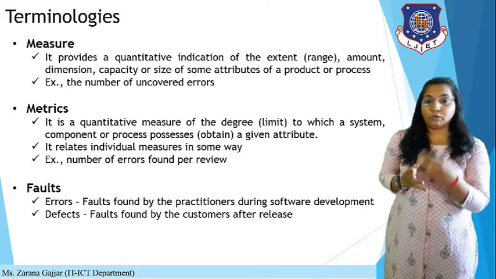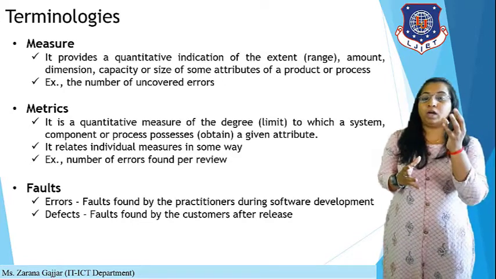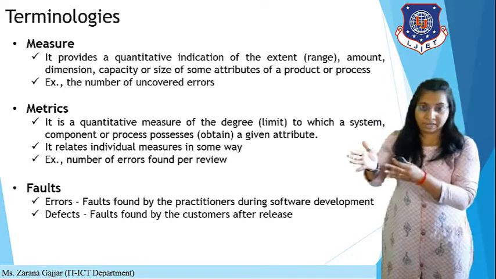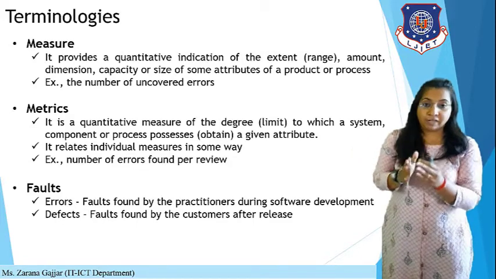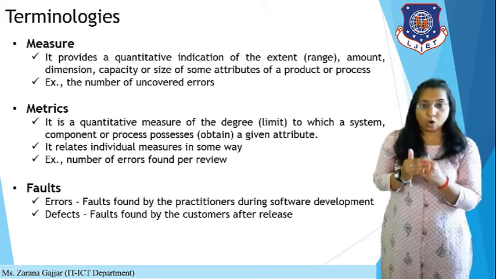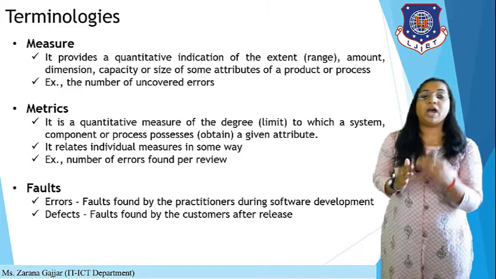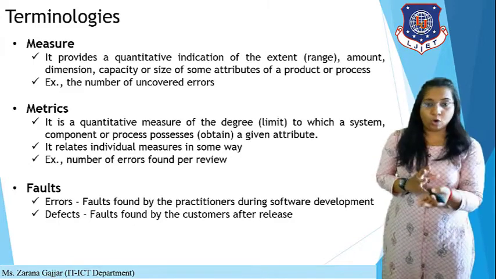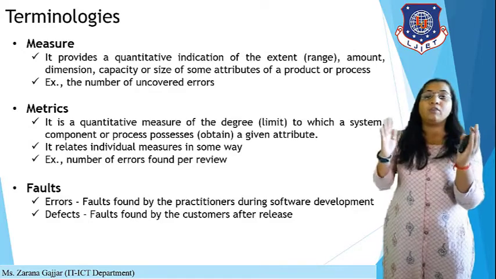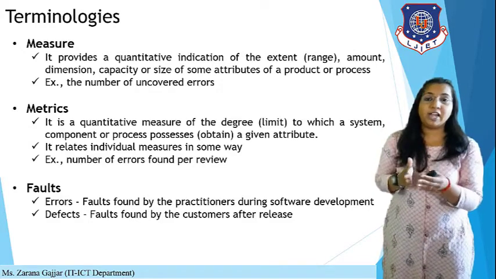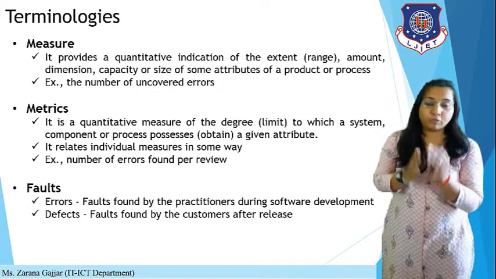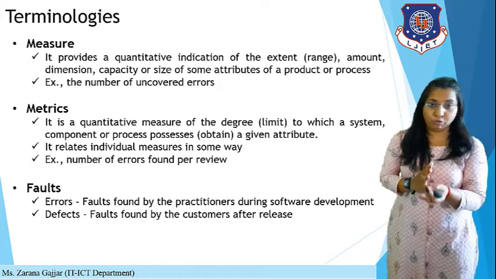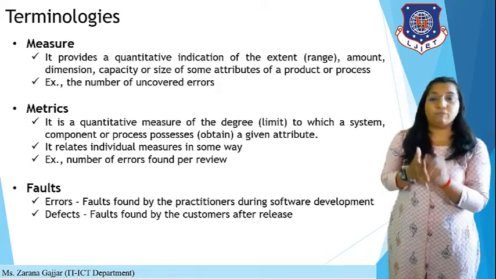If you identify the number of errors in total, that is a measure, but a metric is a part of it. Per page you are defining what kind of errors occurred. In a measure you uncover total errors, but in a metric you find the number of errors found per review.